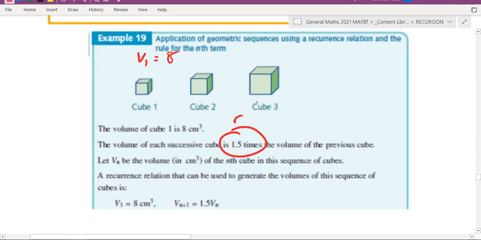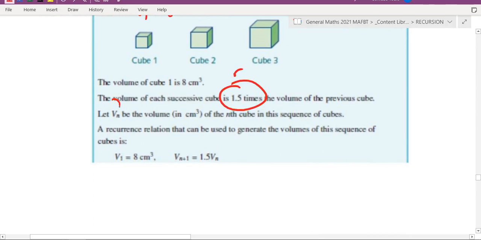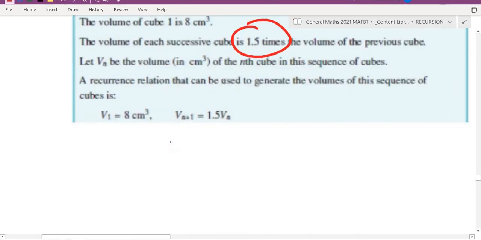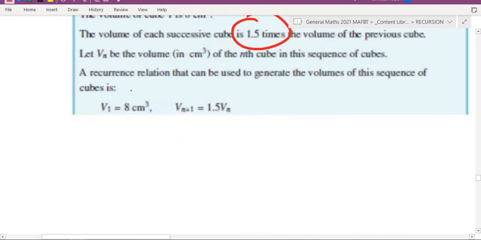Now, some people might get confused and say, sir, why are we using V instead of T now? It's actually the same thing. It just depends on the problem. Instead of term, we're looking for volume, but it's exactly the same thing. So if you look here in my recurrence relation, V1 or term number 1 is 8. So that's A. And then I can see that 1.5 is my ratio, common ratio.